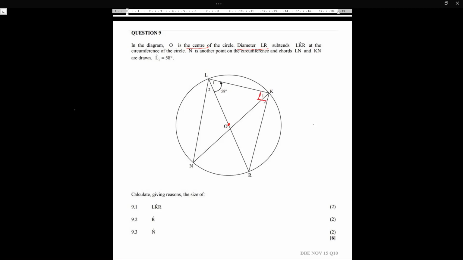The first question is to find LKR. And immediately we can say LKR is 90 degrees. What is your reason for that? Angles in a semicircle. Angle in the semicircle. Well done.